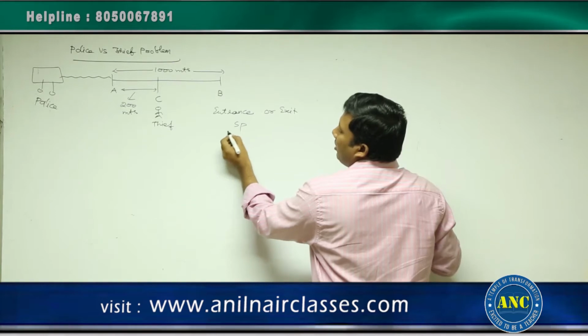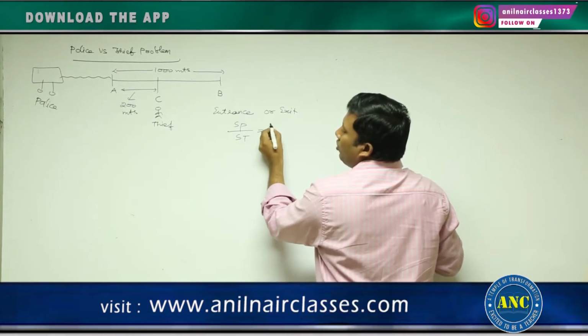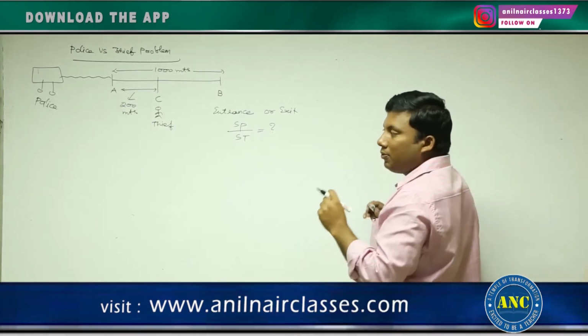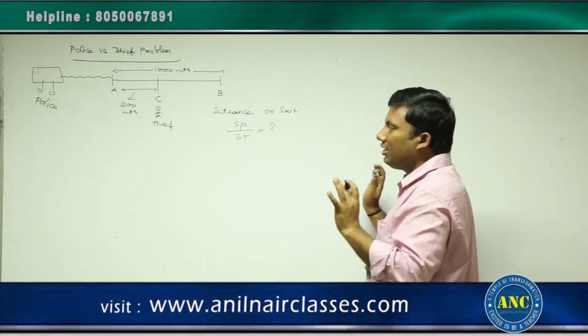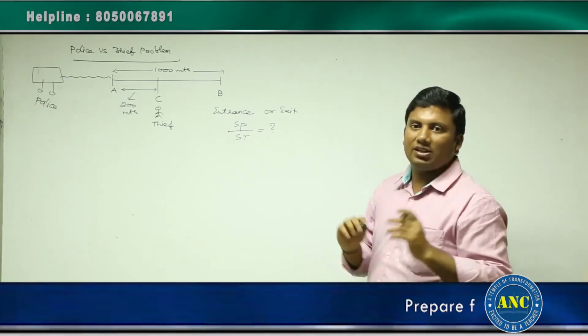What should be the ratio of the speed of police to speed of thief such that police can catch the thief either at the entrance or at the exit? Please write the question.